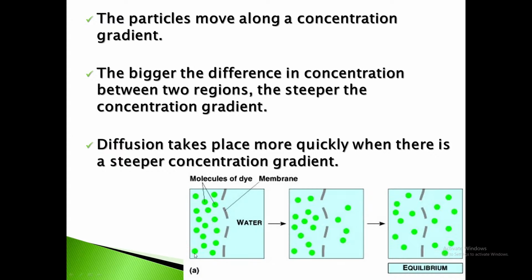Because if you have 16 on one side and 0 on the other side, that must be a difference of 16. While in the second box, you have 12 on one side and 4 on the other side. So that will give you a difference of 8. So the box to the extreme left has a steeper concentration gradient versus the one in the middle, which has 8. Now in the process of diffusion, the greater the difference, the steeper the concentration gradient.